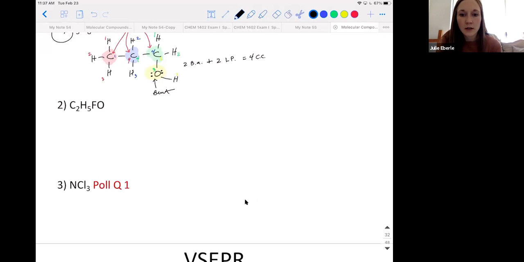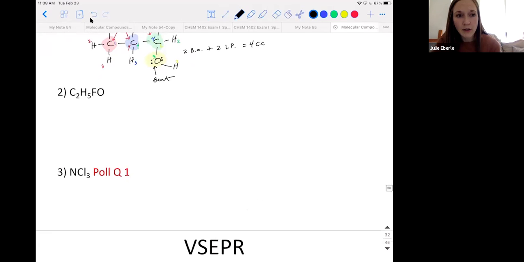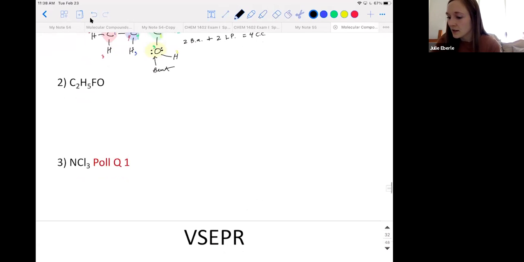So, sharing the results. The most commonly picked answer here was pyramidal. 60% of you said pyramidal. But we had other people pick all the other choices. The second most popular choice was trigonal planar. So let's look at this. The Lewis structure should look like this. You've got nitrogen bonded to 3 chlorines.